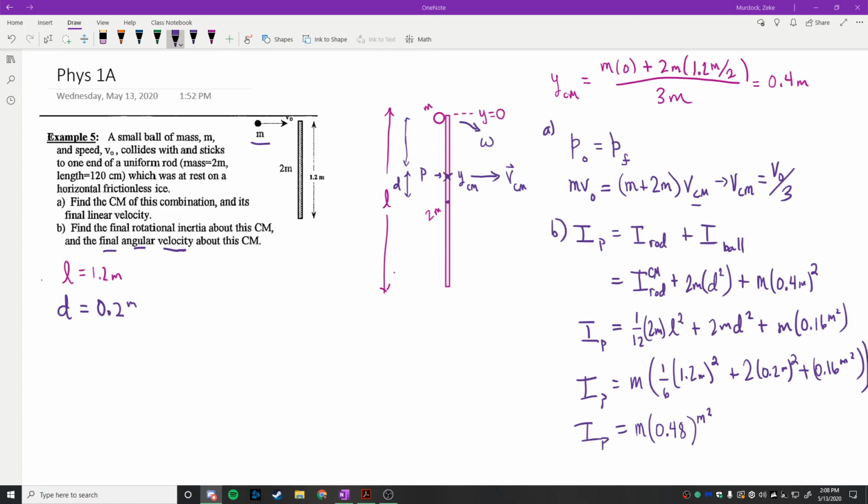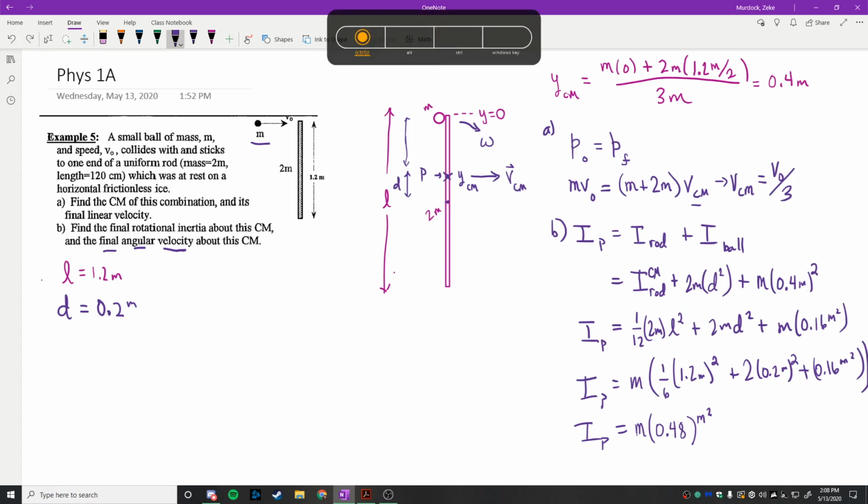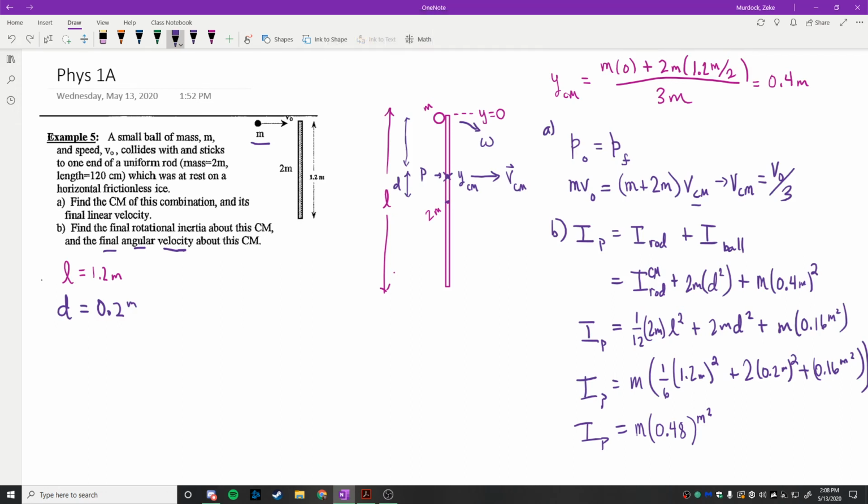This unit's really weird because it's a mass multiplied by meters squared, but this is just the unit up here, and this is the letter M. We can do something really simple here too, right? What if we just let M equal 1 kilogram? Then this would actually end up being 0.48, and then kg times meters squared. That looks a lot better, doesn't it? Let's do that. Then we can get numbers.